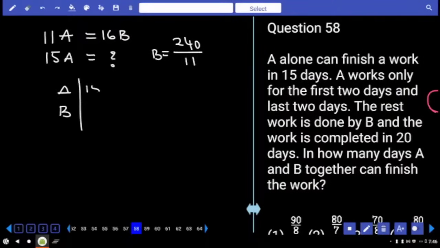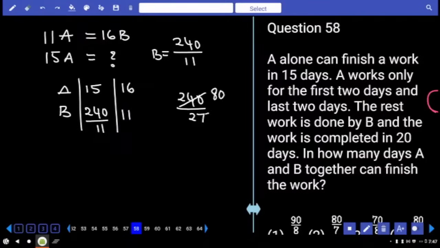Yes. Now, units method, A and B. A alone can complete the work in 15 days. B alone can do it in 240 by 11 days. Take the LCM 240: A does 16 units and B does 11 units. Now both A and B are working together, that is 27 units. 240 divided by 27. Cancellation with the 3: 80 by 9. Fifth option.